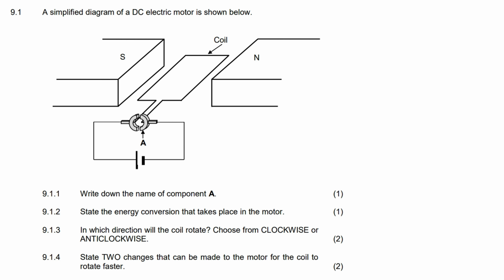A simplified diagram of a DC electric motor is shown below. Write down the name of component A. Okay, so that is going to be specifically that little half ring over there. And so that's typically what we call our split ring commutator. Split. Remember, when it's DC, it's a split. Split ring commutator.